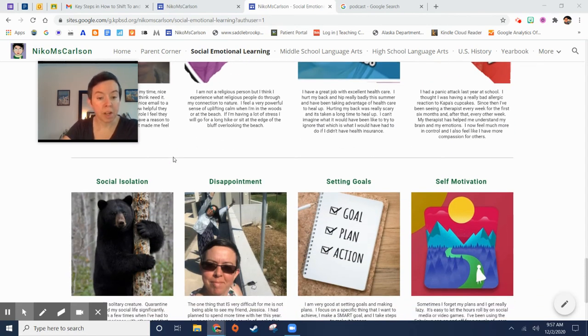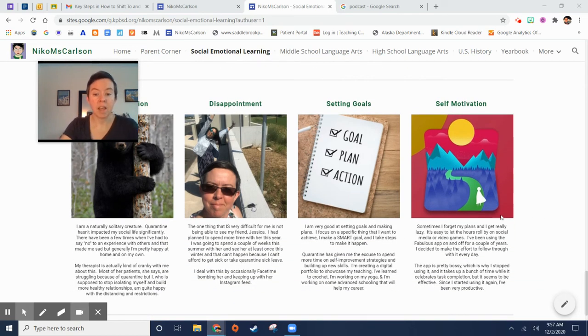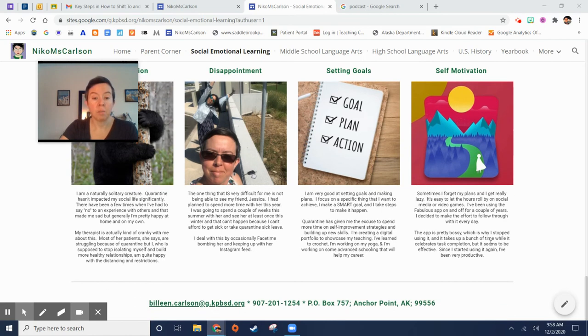Then, as per the rubric, I have dealt with social isolation, disappointment, setting goals, and self-motivation. And you saw that in the Zoom that we had, how I was adding these sections to my digital portfolio, or my Google Sites in this case. You can see below that I have a couple paragraphs for each one describing what I do and how I manage these things, with very specific actions and very specific ideas here.